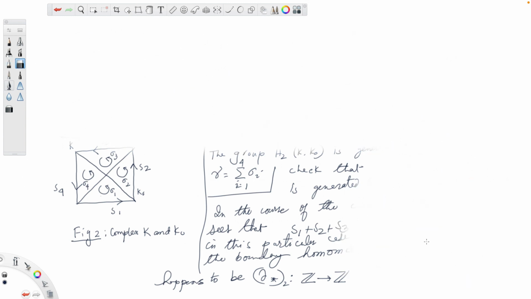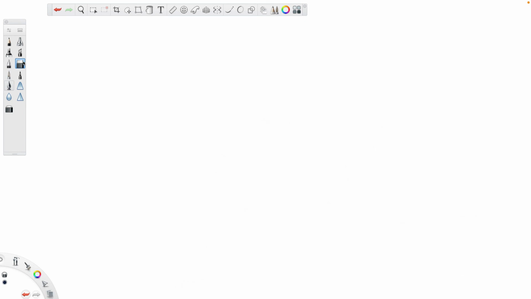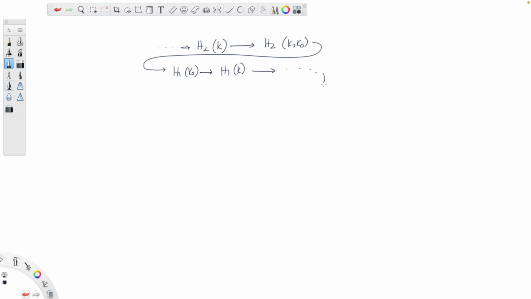Okay, so let me write out the long exact sequence in this particular case. H2 of K, and then to H2 of K comma K0, H1 of K0, and then to H1 of K, and this is del star 2.